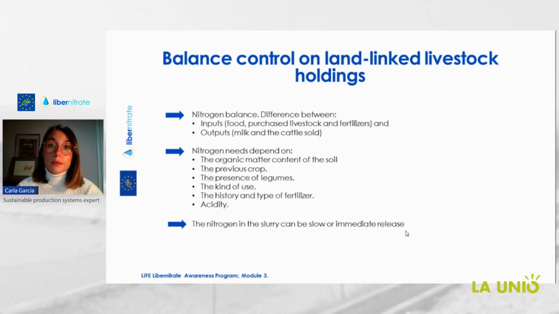Land-linked livestock farms can be a good example of a circular economy. For example, in Spain, in the case of a livestock region such as Galicia, it is estimated that an average of about 60 kilograms of nitrogen per hectare can be dispensed with. We can estimate nitrogen needs taking into account what the plot itself can provide based on the organic matter content of the soil, the previous crop, the presence of legumes more than grasses, the type of use, the history and type of fertilizer, and the acidity.